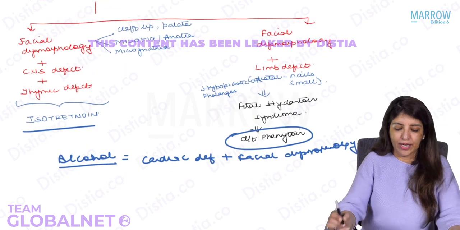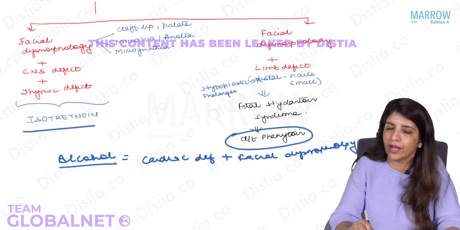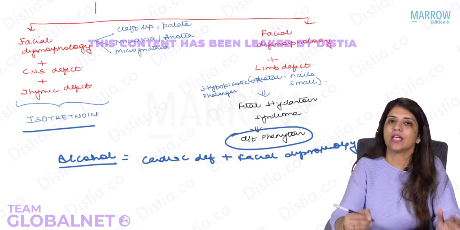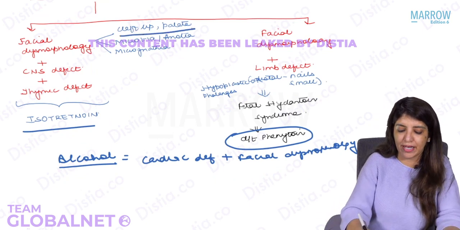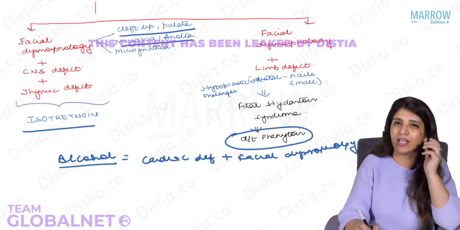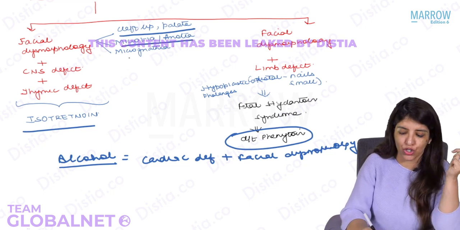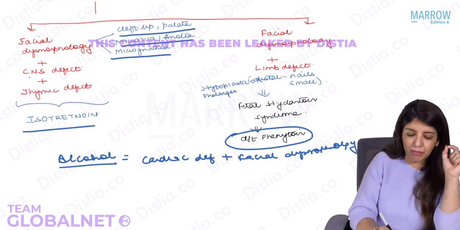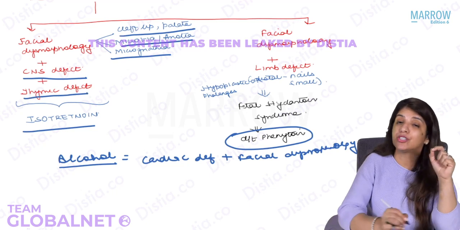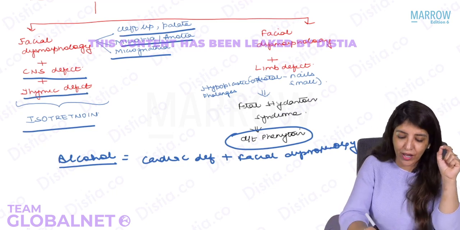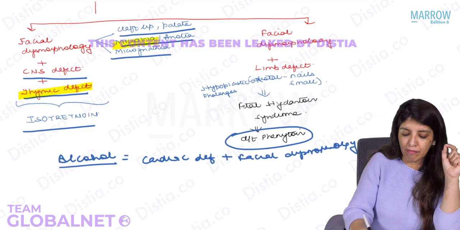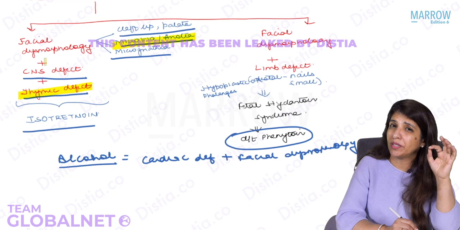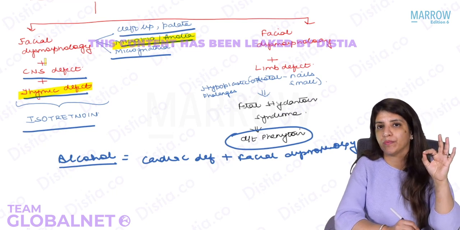Right? Now, in case of isotretinoin, there will be cardiac defect. There will be facial dysmorphology in the form of cleft lip, cleft palate, or microtia, the ear problems, microtia, anotia, and micrognathia. Right? Then there will be CNS defects and thymus defect. Now, this thymus defect and microtia, anotia, along with cardiac defect, this is very peculiar of isotretinoin, right?